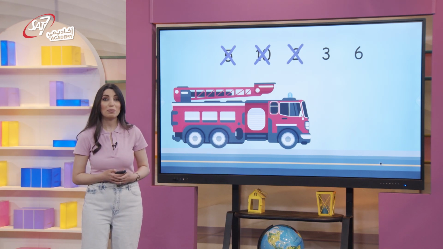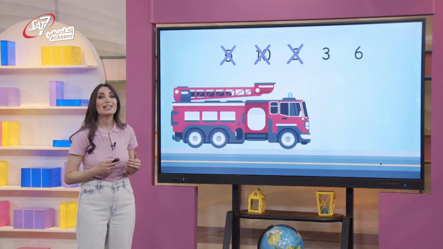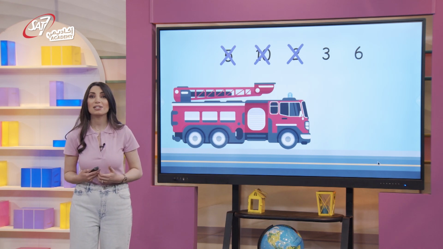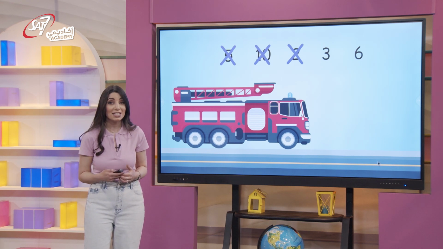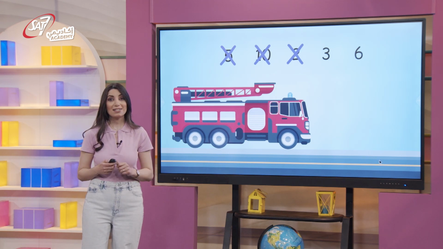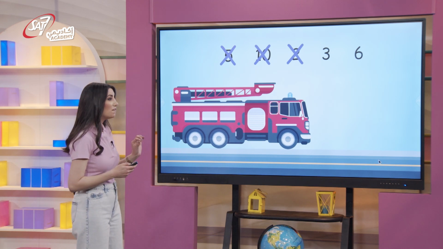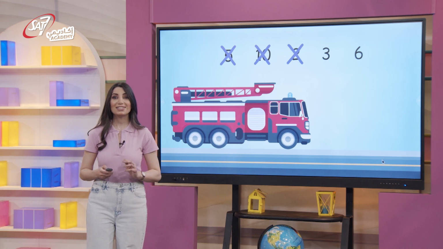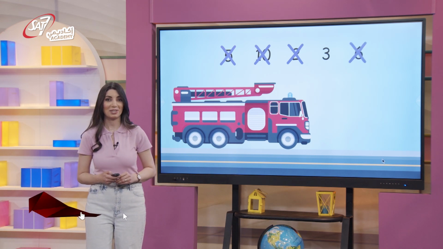Is 99 divisible by 3? 9 plus 9 is 18, and 18 is a multiple of 3. 6 times 3 is 18. So yes, 99 is divisible by 3. Now, is 99 divisible by 6? Listen carefully. If a number is divisible by 2 and 3 at the same time, then it is also divisible by 6. Simple. 99 is divisible by 3, but not by 2. So we cannot have 6 fire stations in this city.